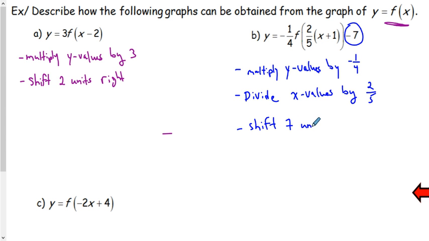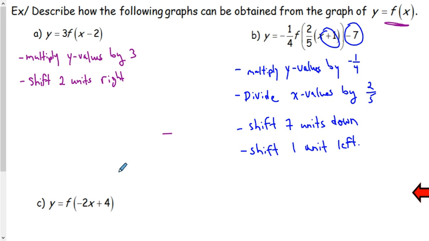7 units down. And then this one inside, we're going to shift 1 unit. Since it's a positive, I'm going to move in the negative direction, so that's going to be left. Okay, so those are all the things I would do, and I could just do them in order if I had a table of values. Do those things. Multiply my y values by -1/4, divide my y values by 2/5, shift 7 units down, and then shift 1 unit left, and that'll take care of all my transformations.